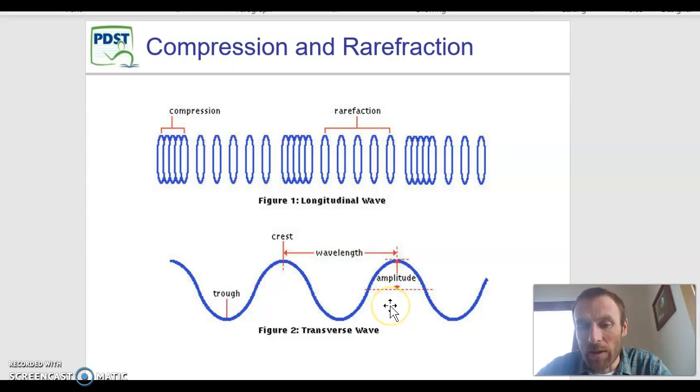So for the transverse wave, the amplitude is perpendicular to the direction the wave is traveling. We have to imagine this wave is traveling through space. Let's say it's traveling to the right.